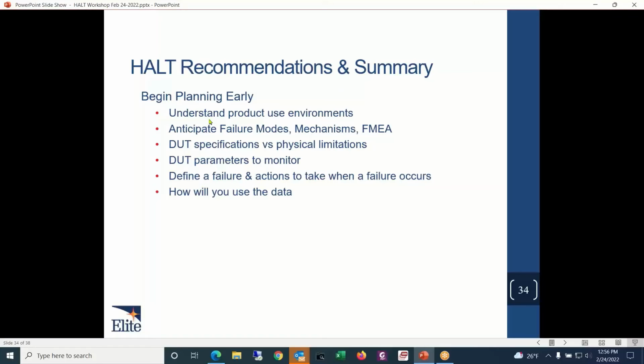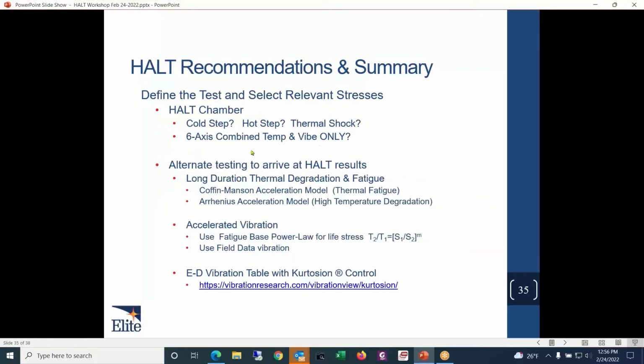Again, it's important to understand how your product's used, know what kind of failures you might expect, and then focus the test on accelerating those failure mechanisms, looking back at previous failure data that you may have, understanding the specifications versus what the physical limitations are on your part. We talked about this a little bit earlier. How do you plan for that? And then, define the test based on the relevant stresses that you want to apply, right? And there's a couple of ways to do that, right?